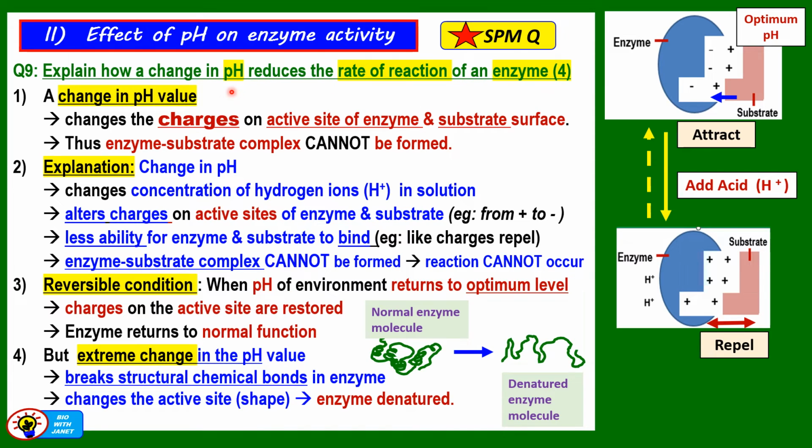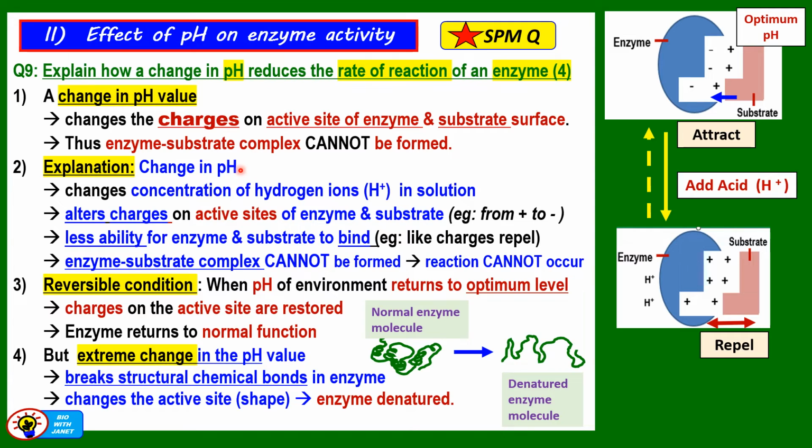Here is an essay question or structured question that can be asked. Question 9, explain how a change in pH reduces the rate of reaction of an enzyme. 4 marks. So now we're going to talk about the effect of pH on enzyme activity. So firstly, mention what a change in pH does. A change in pH changes the charges, positive or negative, on the active site of the enzyme and also on the substrate surface, right? Thus, the enzyme-substrate complex cannot be formed when there's a change in pH value.